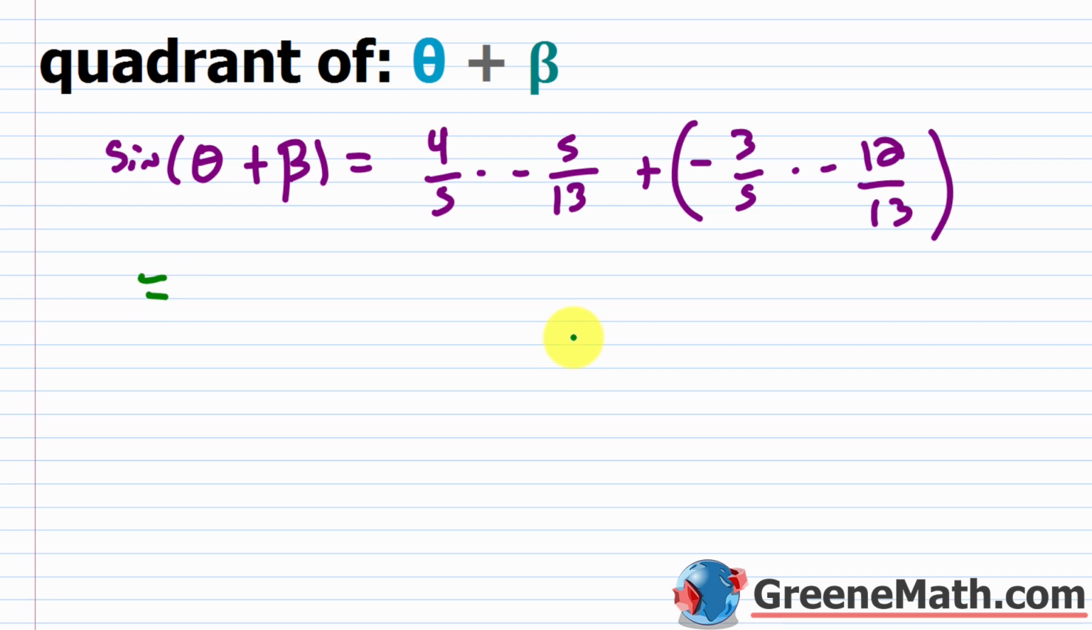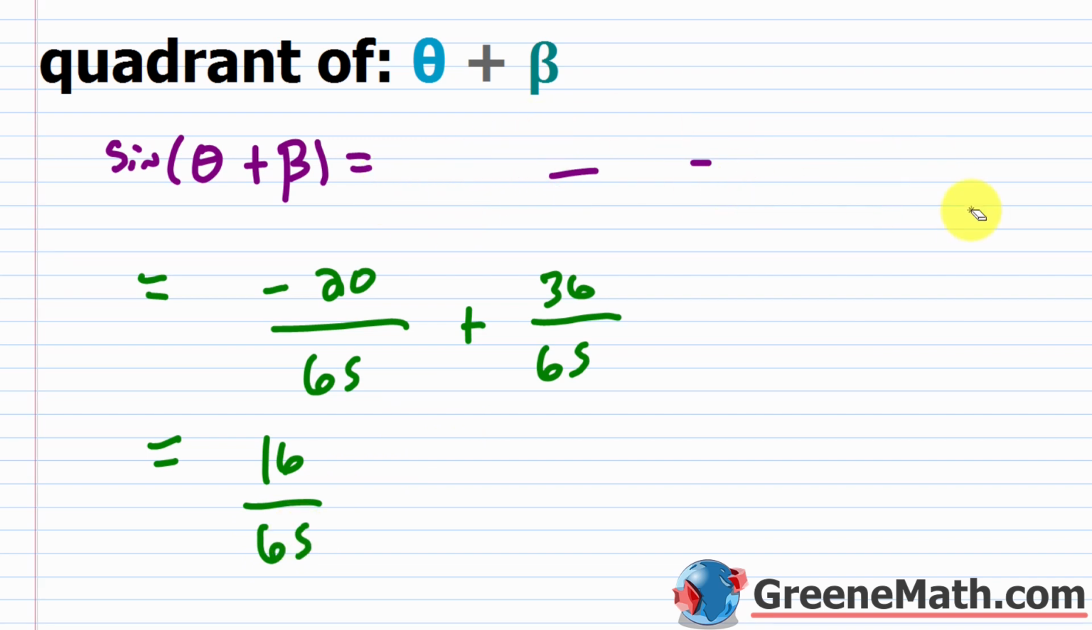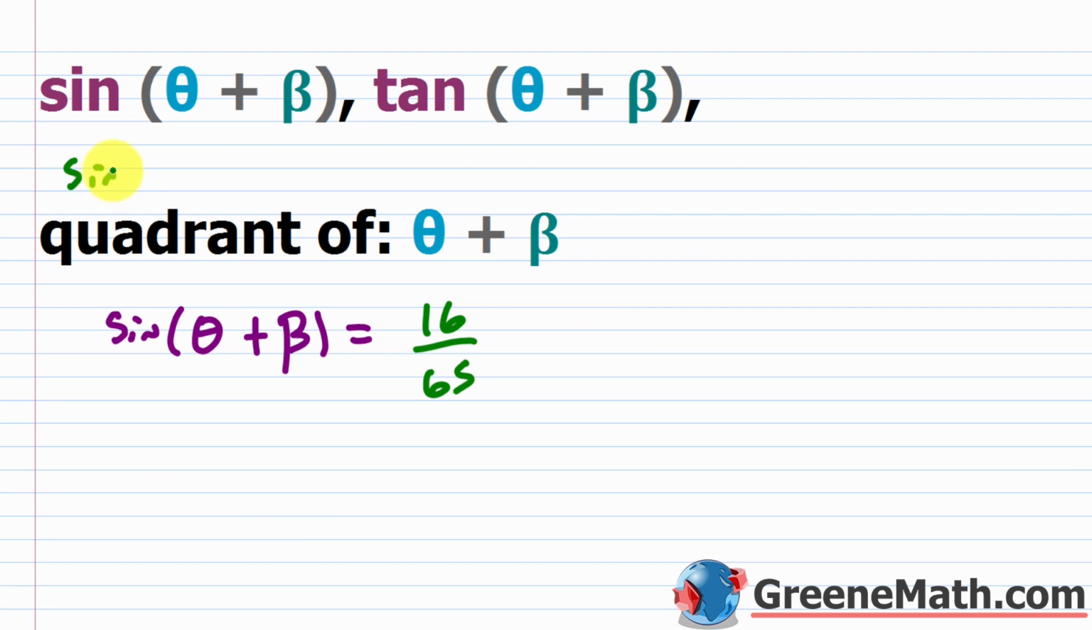So 4 times negative 5 is negative 20, over 5 times 13, which is 65. Then plus, negative times negative is positive, so 3 times 12 is 36, over 5 times 13, again 65. To finish this up, I'd have negative 20 plus 36, which is 16, over the common denominator of 65. So sine of theta plus beta is 16 over 65. Let's erase all this work. So sine of theta plus beta is equal to 16 over 65.